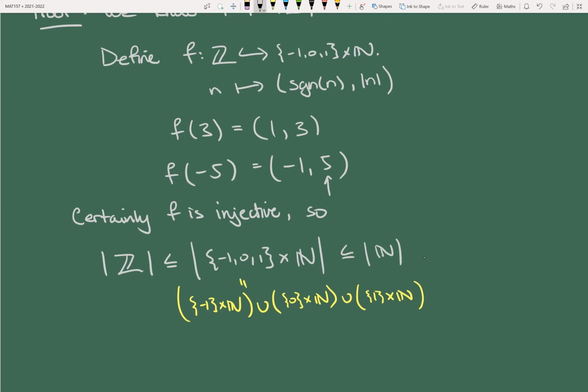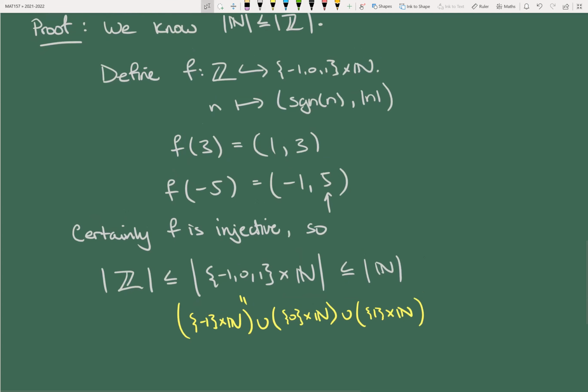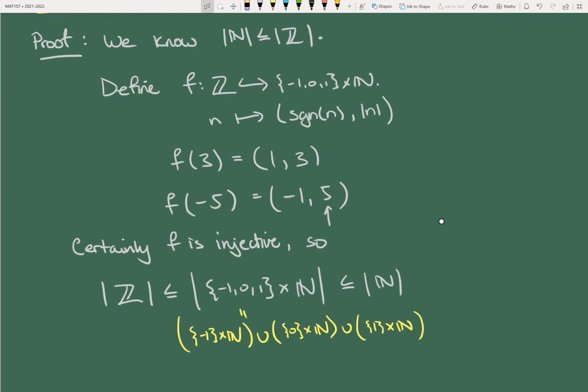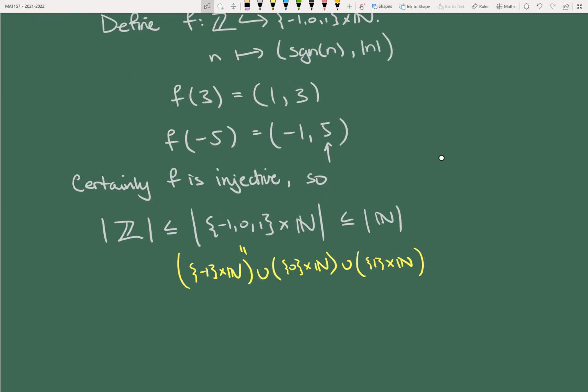And so by Cantor-Bernstein-Schroeder, I've now shown that there is an injection from Z to N. And we already knew from the beginning that there was an injection from N to Z. So both of these, by Cantor-Bernstein-Schroeder, tell us that, in fact, they're equal. I'm just going to call it Cantor-Bernstein. Like so.